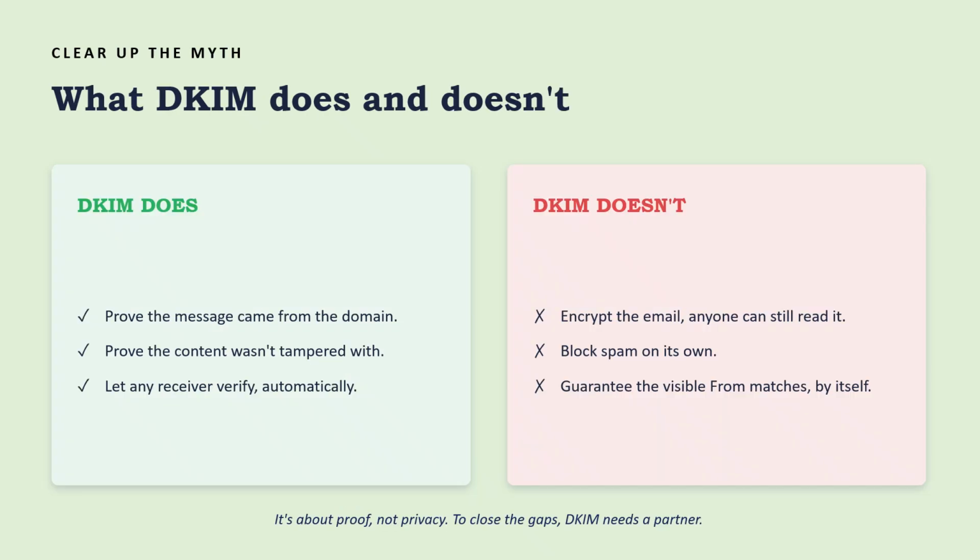A common misconception is that DKIM constitutes encryption. However, it does not prevent anyone from reading the email. Instead, DKIM provides authentication by verifying that the message originated from the stated domain and has not been altered. Notably, DKIM signs a domain that may differ from the visible sender address and does not inherently prevent spam. To address these limitations, DKIM must be used in conjunction with complementary technologies.